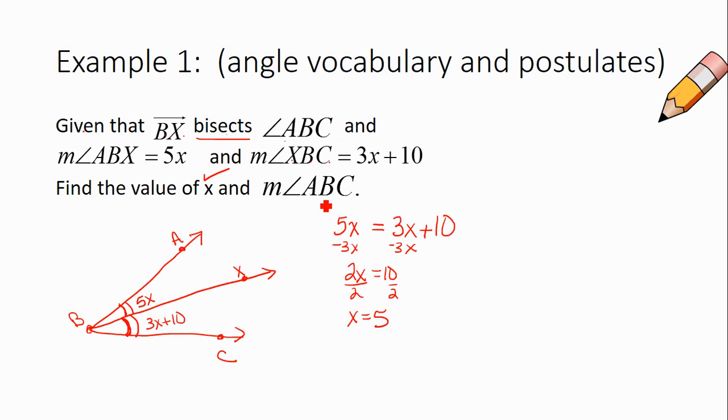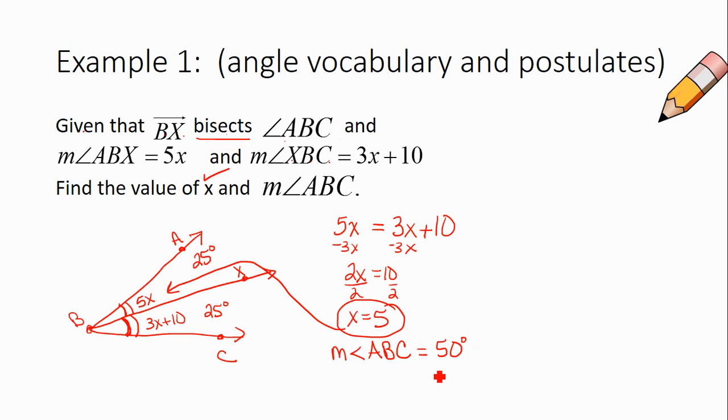Now find the measure of angle ABC. So if x is 5, I can plug that back in. This angle right here is 5x, 5 times 5, 25 degrees. And this one would also be 25 degrees because it was bisected after all. So the measure of angle ABC then would be a total of 50 degrees. Notice how we used our vocabulary about the word bisect and being able to draw. And we also used some algebra skills to solve for x. And we did angle addition here to add those two pieces together to solve for angle ABC.